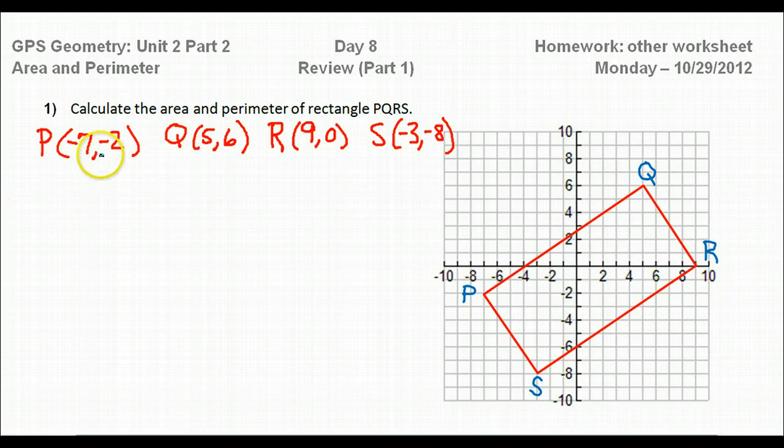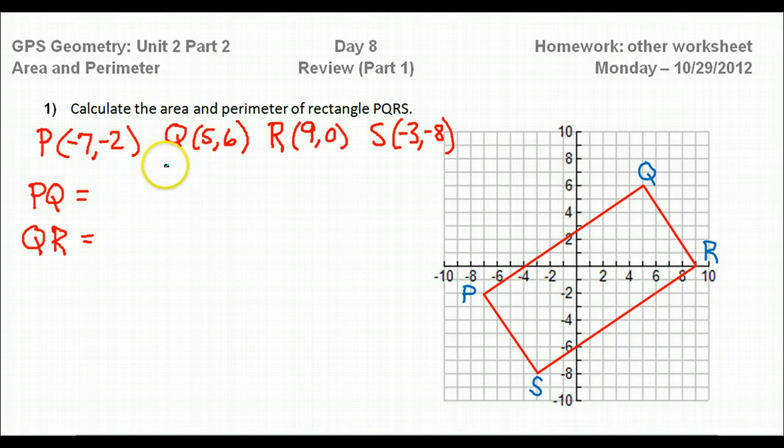Okay, so let's find some of these distances, like PQ and QR. Now, because this is a rectangle, if we find these two distances, we should be able to know what all of the distances are. So we don't really need to do the distance formula 4 times. We can get away with doing it only twice.